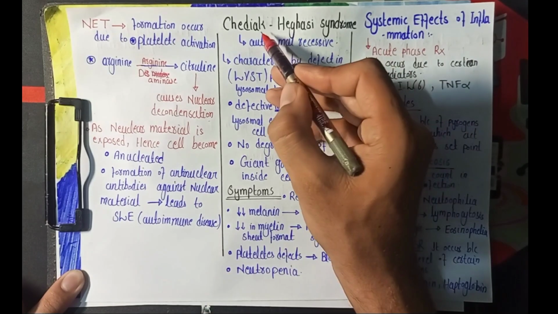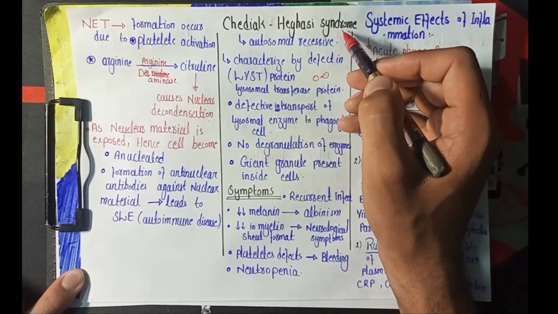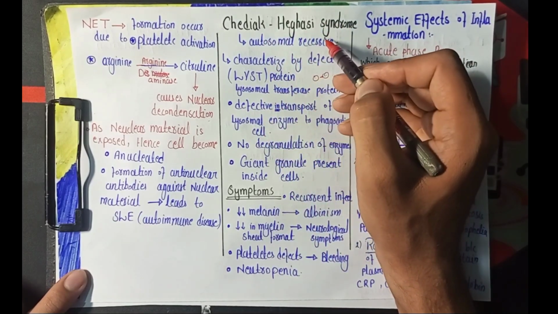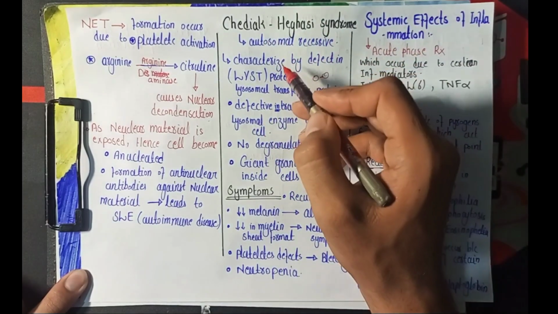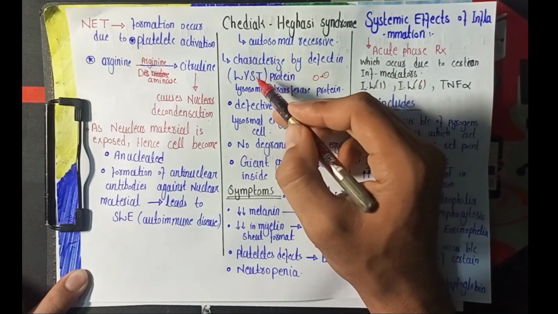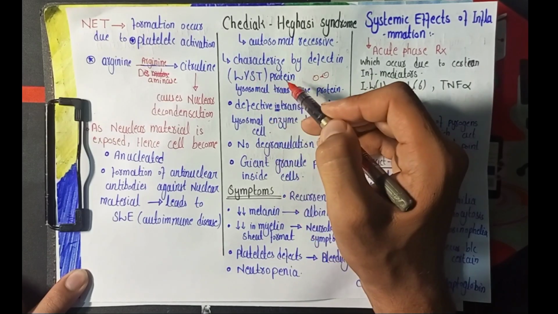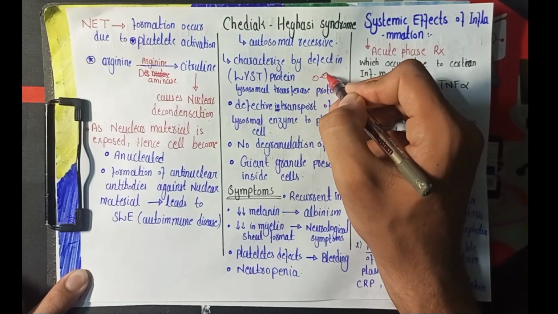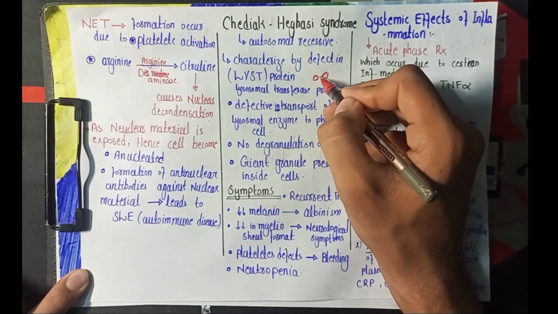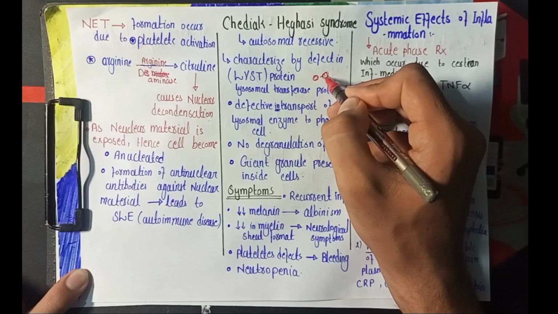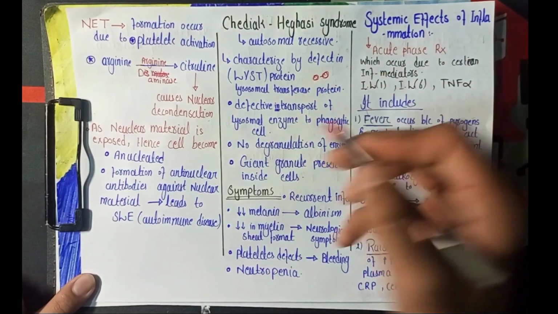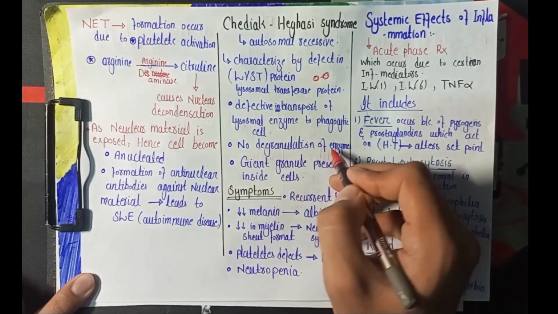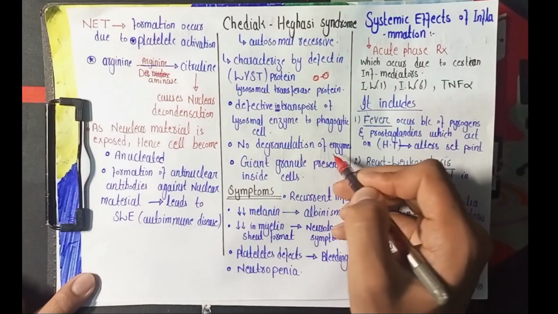Now let's talk about Chediak-Higashi syndrome. This is an autosomal recessive disorder characterized by a defect in the fusion of the lysosomal transferase protein. In this disorder, the lysosome does not fuse with the phagosome. So hence there is no fusion of the phagosome with the lysosome, and due to no fusion, there will be no degranulation of the lysosomal enzyme.